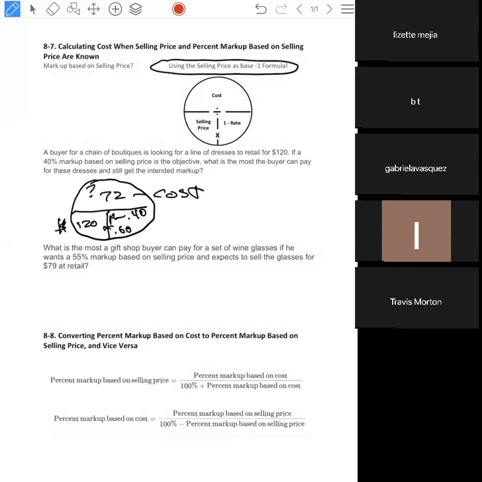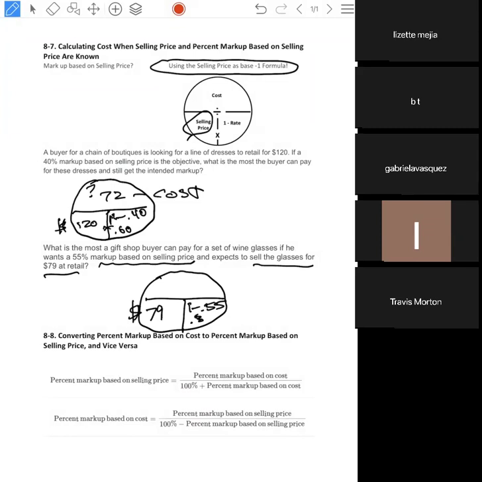And then, what is the most a gift shop can pay for a set of wine glasses if she wants a 55% markup based on selling price and expects to sell the glasses for $79? So again, we're going to do 79. That's what she wants to sell them for. That's selling price up here. And she wants to mark them up by 55%. So 1 minus 0.55, because that's the complement of it. So that would be what? 0.35? No, 0.45, sorry. Can you guys read? $35.55.